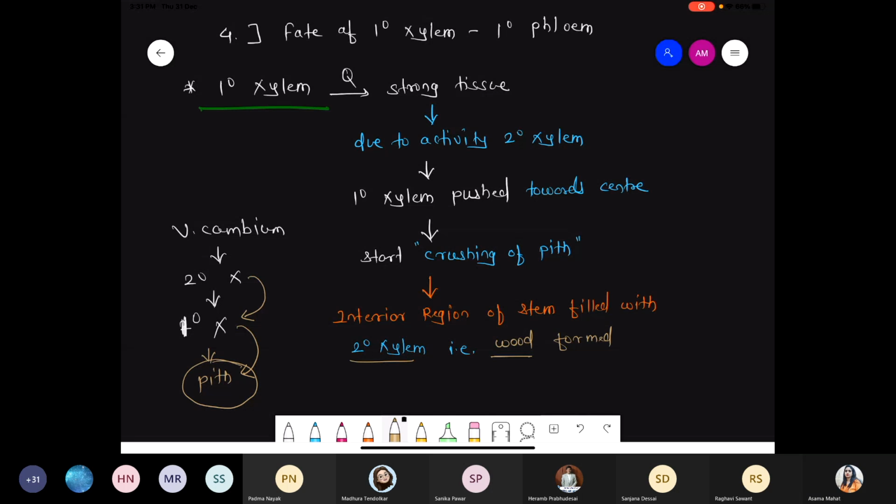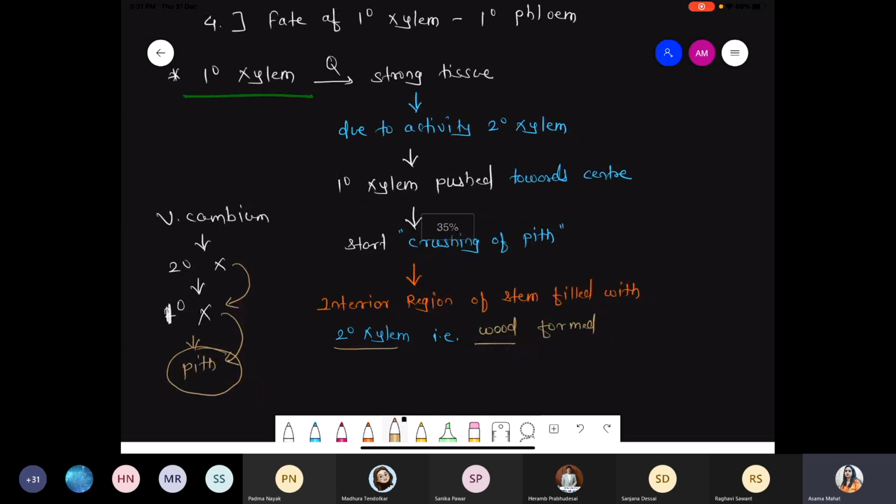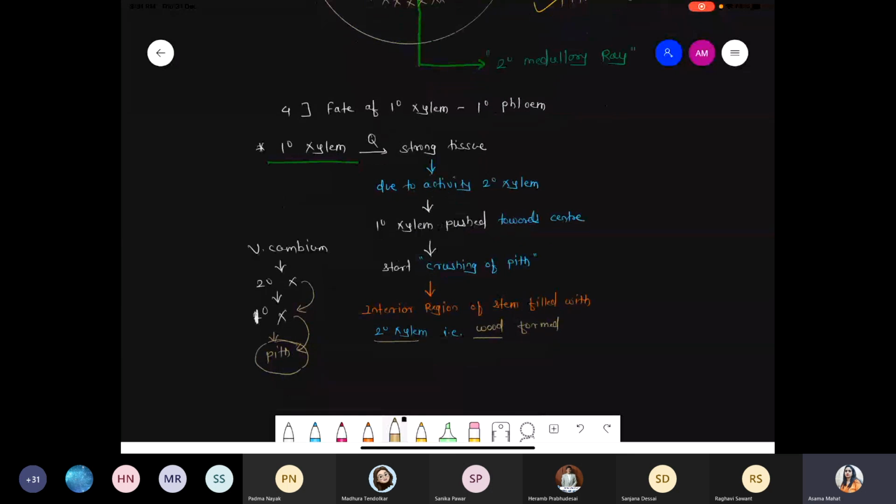Clear this point? Any doubt from fate of primary xylem? Quickly tell me.